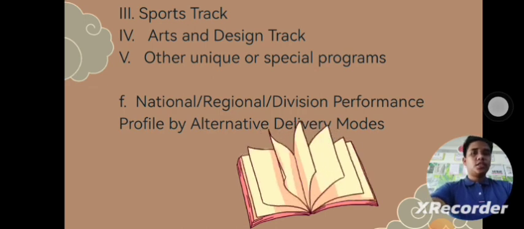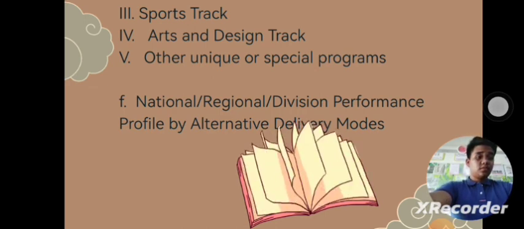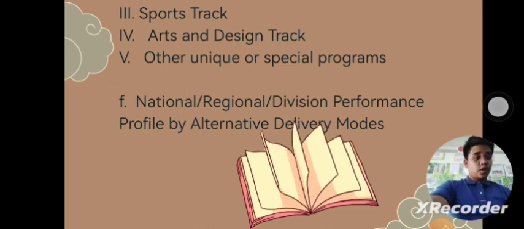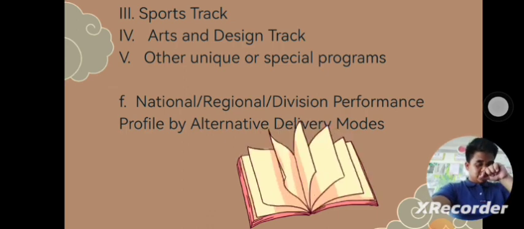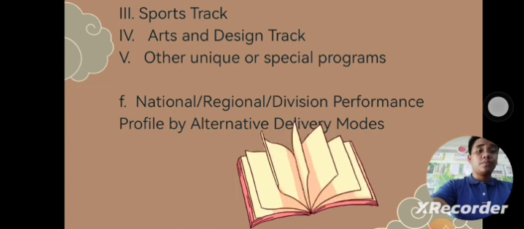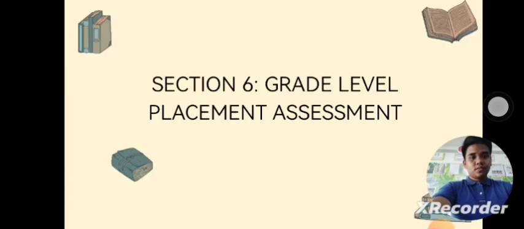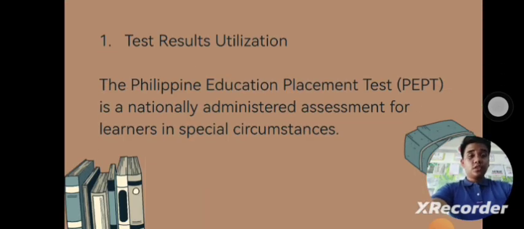So these are the results that shall be disseminated through a report card. Shall be released in field offices through report card. Next is section 6. I also included this because section 6 is grade level placement assessment. So, test results utilization. The Philippine Educational Placement Test, PEPT, is a nationally administered assessment for learners in special circumstances.